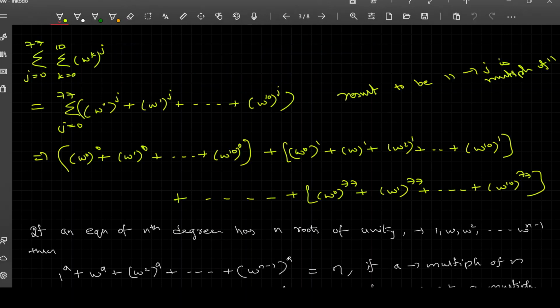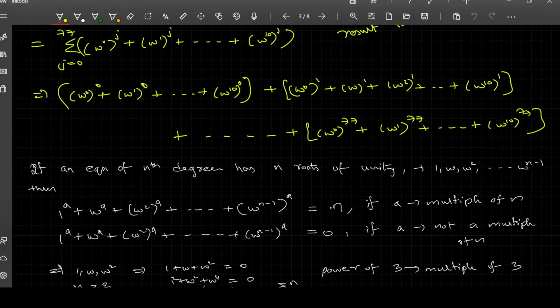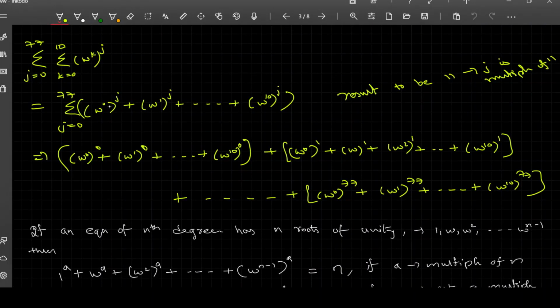So we can remember and use this fact in this way. This is the fact that we have used: this is equal to n if a is a multiple of n, and this is equal to 0 if a is not a multiple of n. The same fact that we have used here. So if j is equal to 0, this is a multiple of 11, so this is equal to 11. And this 77 is also a multiple of 11, so this is also equal to 11.